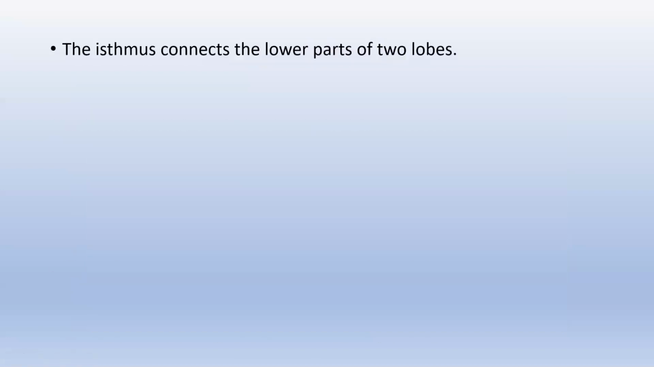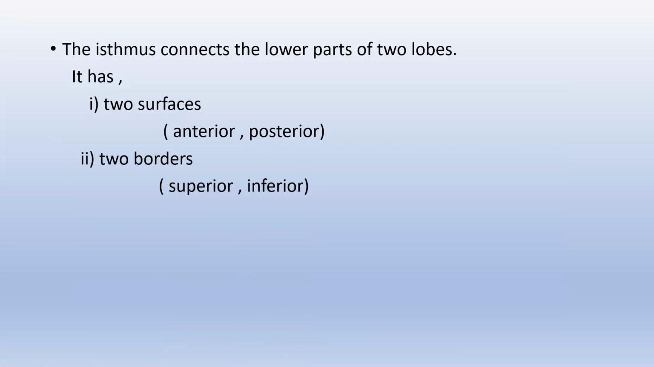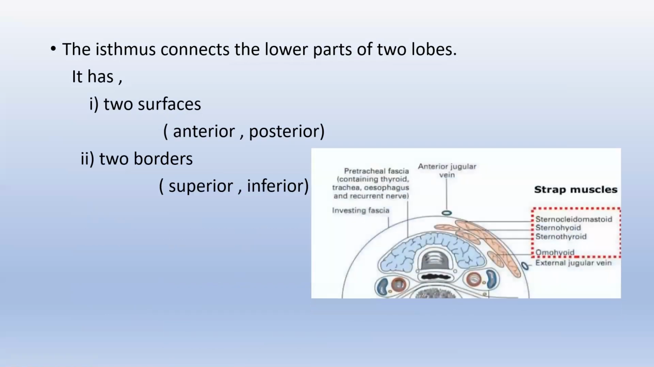Coming to the isthmus, the isthmus connects the lower part of the two lobes. It has two surfaces and two borders. Surfaces will be anterior and posterior, borders superior and inferior. So you'll be able to appreciate here, this is the isthmus. The anterior surface will be related to the muscles, the sternothyroid and sternohyoid, along with the anterior jugular vein. And the posterior surface will be related to the tracheal rings, as the trachea is present here.